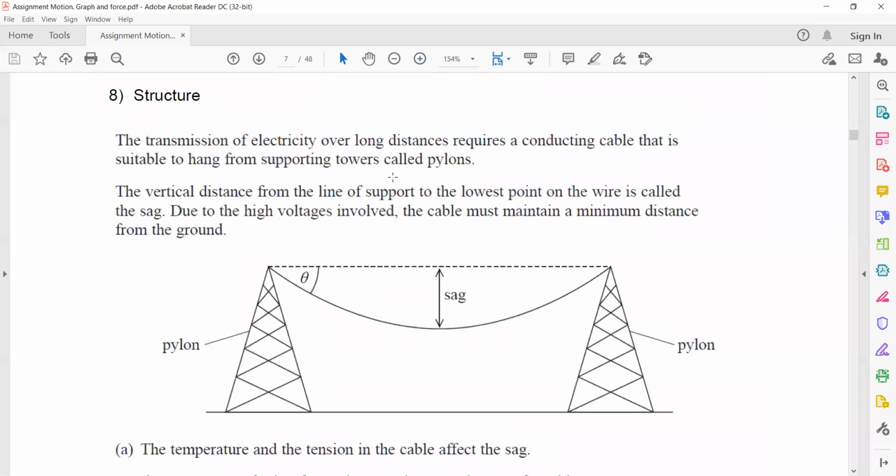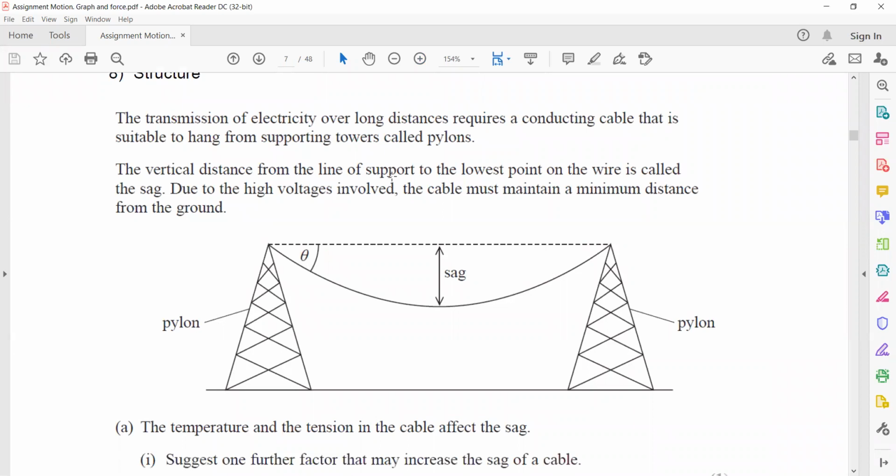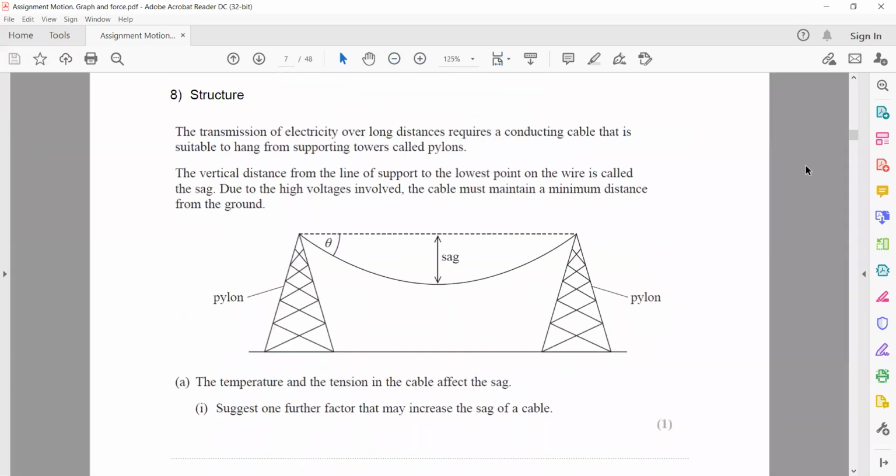In question 8, structure question. The transmission of electricity over long distances requires a conducting cable that is suitable to hang from supporting towers called pylons. The vertical distance from the line support to the lowest point of a wire is called a sag. Due to the high voltage involved, the cable must maintain a minimum distance from the ground. It should not move too much down because it's very high voltage.